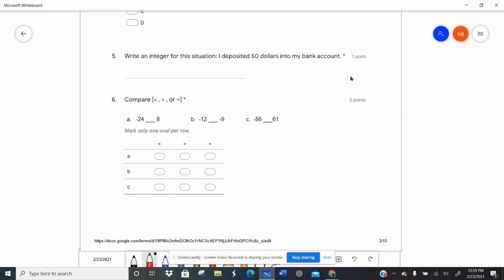All right, write an integer for the situation. I deposited $50 into my bank account. Well, when I get a deposit in my bank account, I'm happy because that means money's going into my bank account. So deposit $50 would be a positive 50. So just 50, right? Positive 50 when you deposit. Remember, withdraw, negative; deposit, positive.